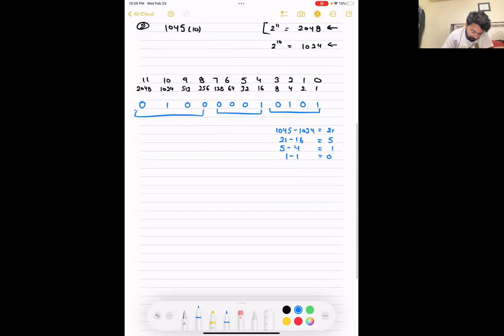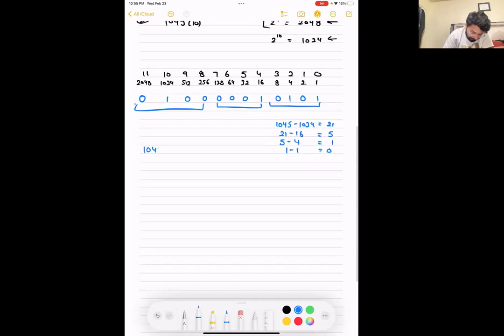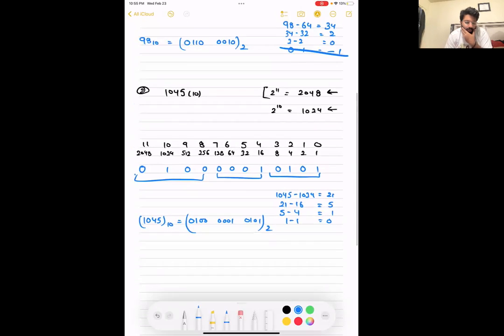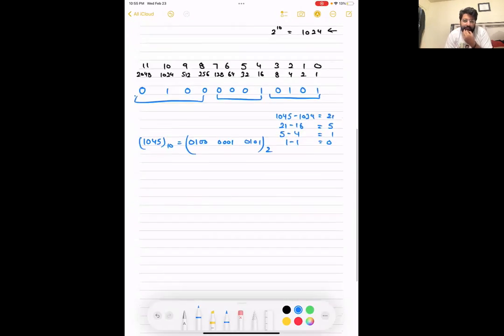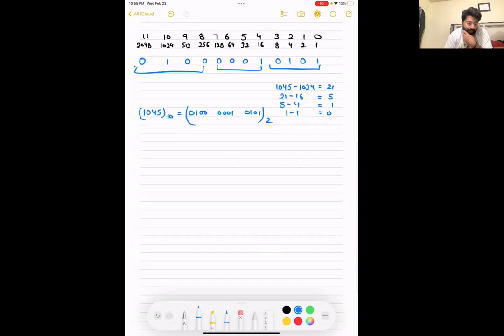And there you go. So 1045 in decimal is 0100 0001 0101 in binary. I hope I'm not going too fast because you already have learned this thing in your class. I'm just going over the homework problems. But let me know if I'm going too fast.